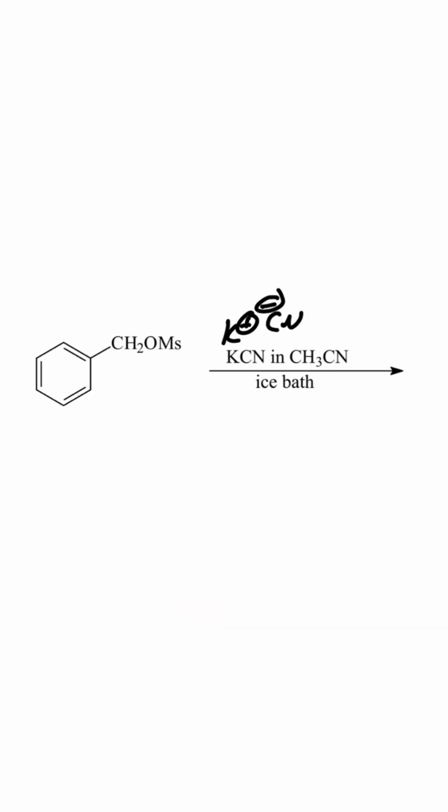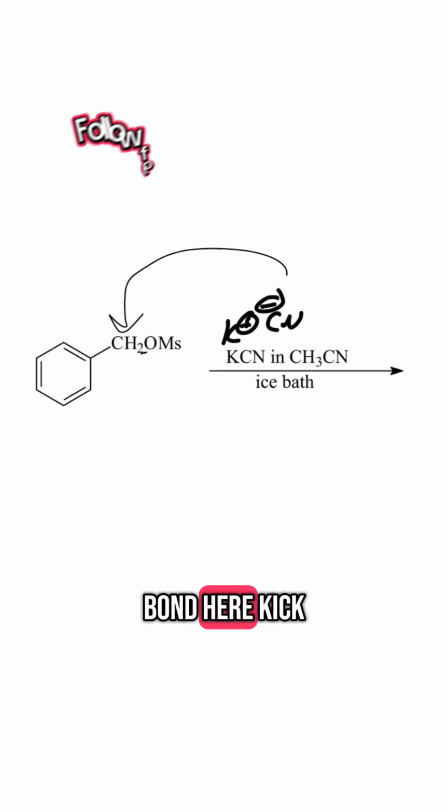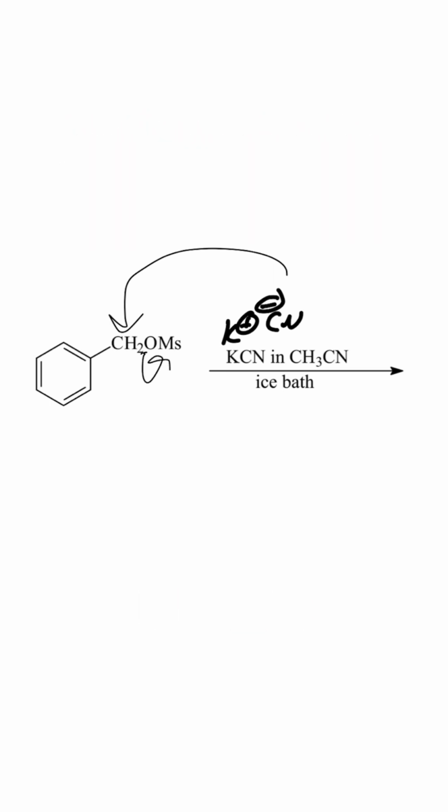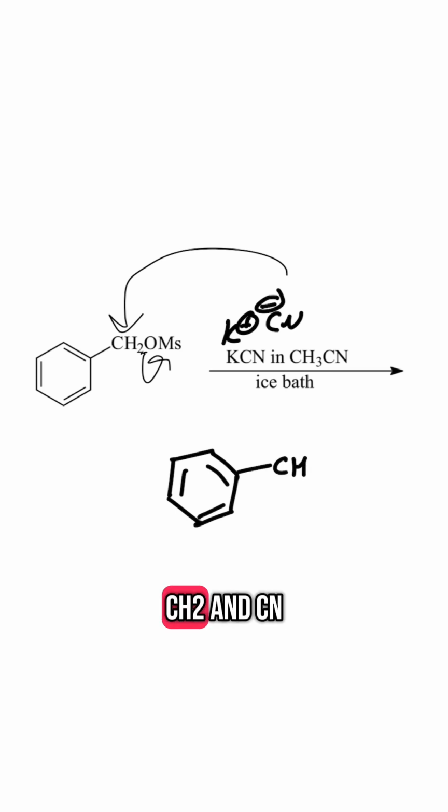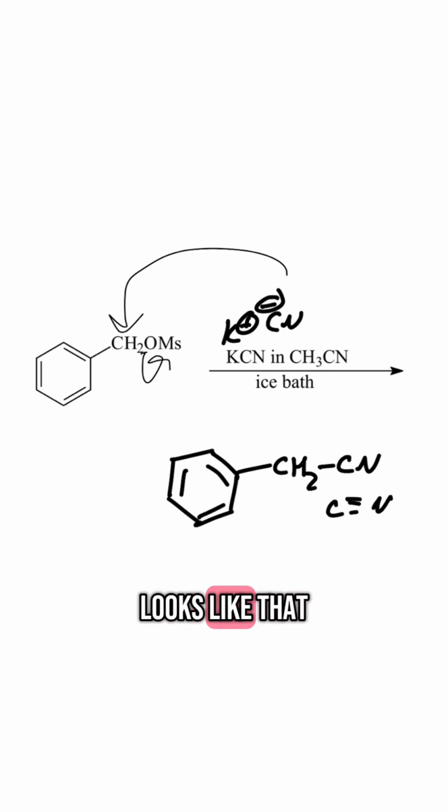So come in. Where's my pen? Sorry. Come in. There'd be a bond here. Kick this off. We're going to form our benzene ring. I'm bad at drawing this, sorry, guys. CH2 and CN. And for those of you that don't know, a cyanide or cyano group is what it looks like. So it looks like that. Carbon triple bonded to nitrogen.